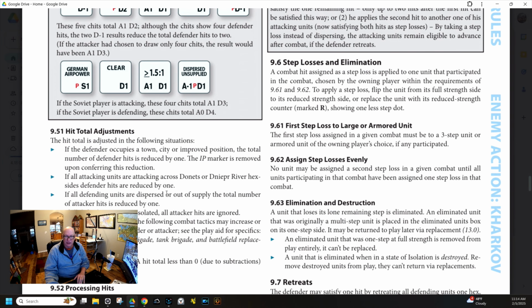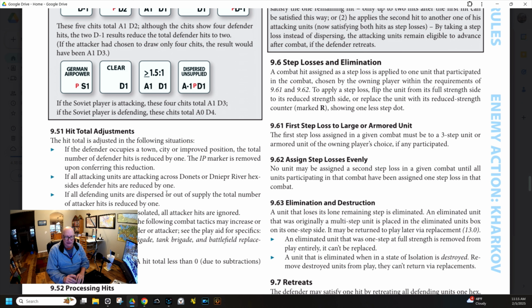Step losses and elimination. A combat hit assigned as a step loss is applied to one unit that participated in the combat, chosen by the owning player, with the requirements of 9.61 and 9.62. To apply a step loss, flip the unit from its full side to its reduced side, or replace the unit with its reduced side counter. There's an R marked on the counter, showing 1 less step dot. First step loss to large or armored unit. The first step loss assigned in a given combat must be to a 3-step unit or armored unit of the owning player's choice if any participated.